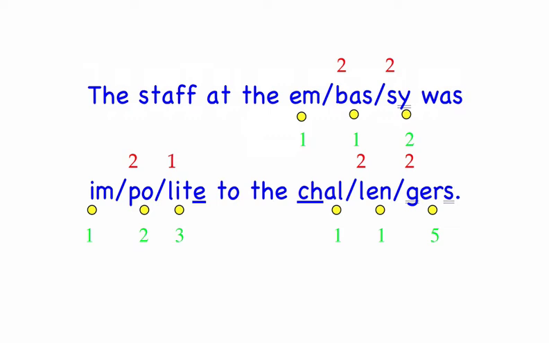I want to disengage. Dis has 3 sounds, d, i, s. En, 2 sounds, e, n. Gage, 3 sounds, g, a, j.